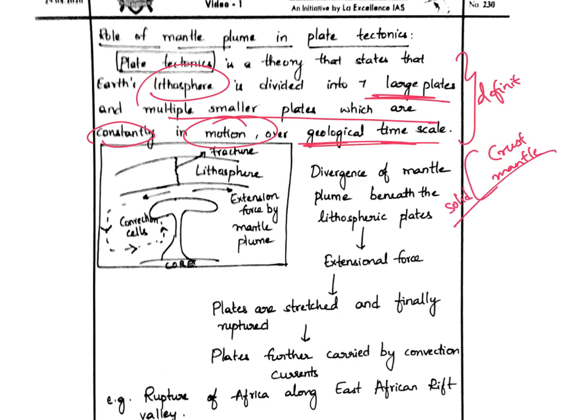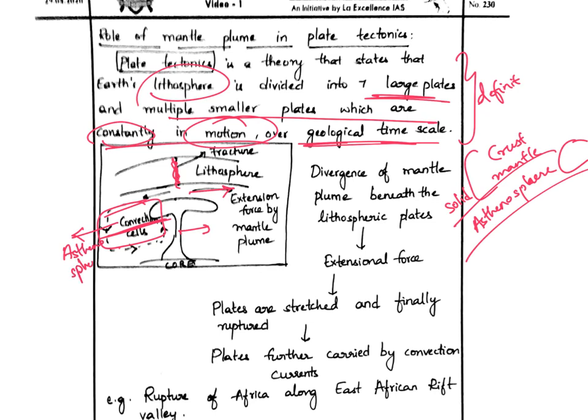Just immediately below it we have a semi-solid asthenosphere, which is the superficial part of mantle, wherein we have convection current cells. Okay, convection cells we have got in the asthenosphere. He has also drawn a diagram here where he is describing, this is the mantle plume, this is the extension force by mantle plume which is causing a fracture in the lithosphere, and here there are convection cells. I think this should have been drawn a little up, restricted only to the asthenosphere.